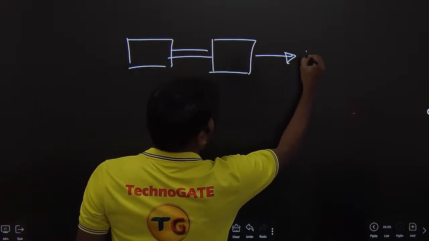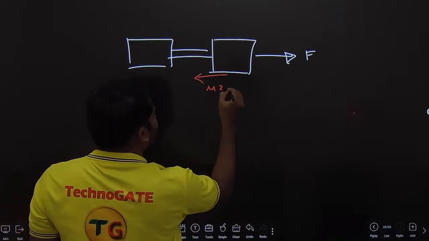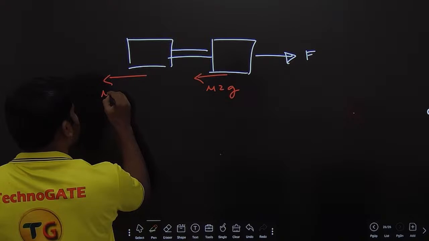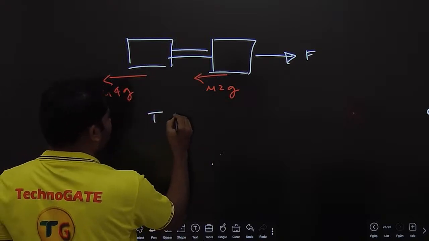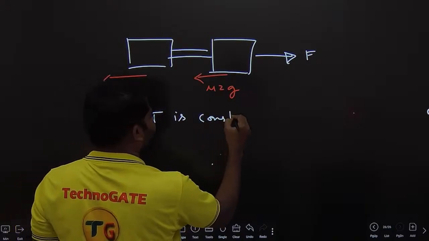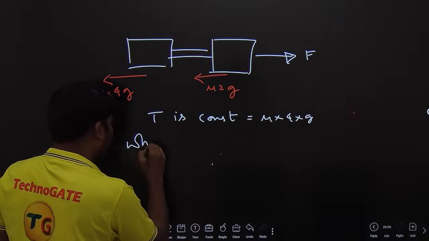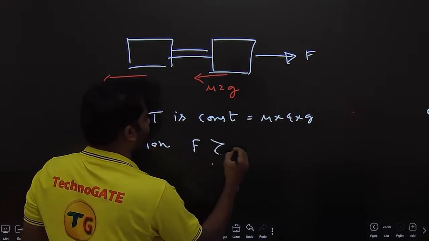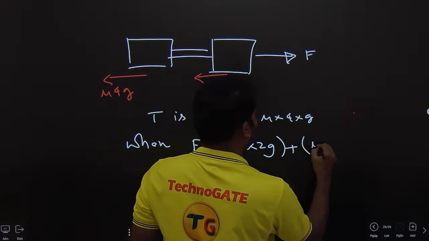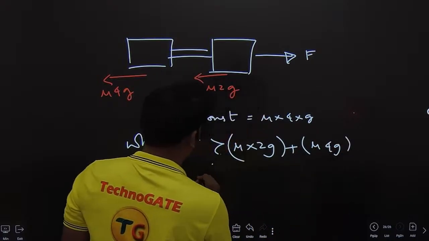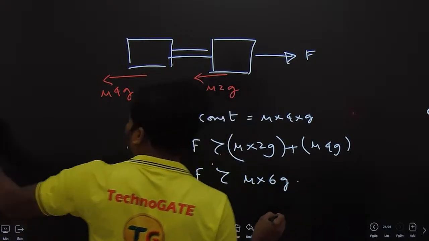యు ఆర్ అప్లయింగ్ ఏ ఫోర్స్ F, there is this mu 2g, there is this mu 4g, that means tension is constant, is equal to mu into 4 into g when the value of F is greater than mu into 2 into g plus mu into 4 into g, which comes out to F should be greater than mu into 6 into g. And what else they are asking in this question?